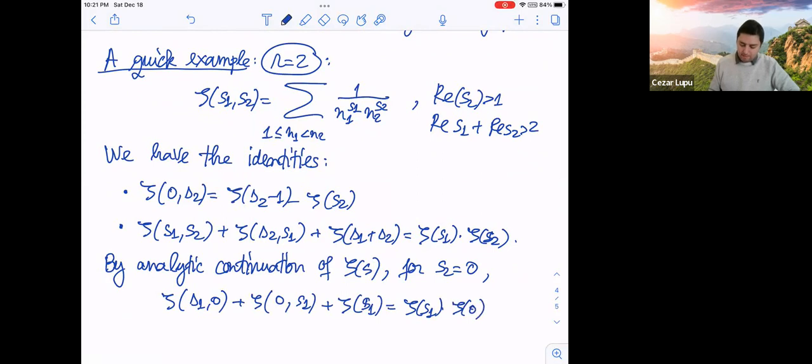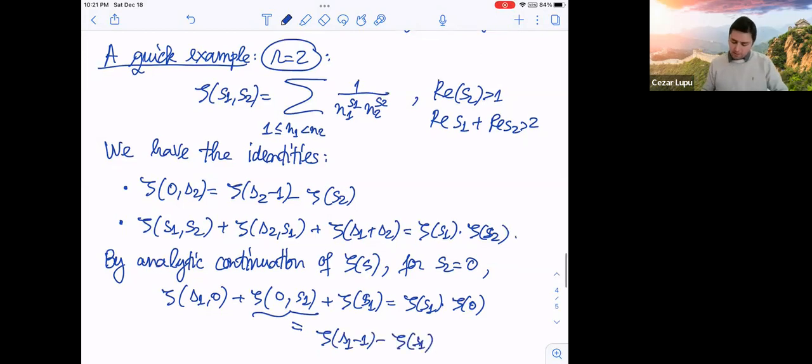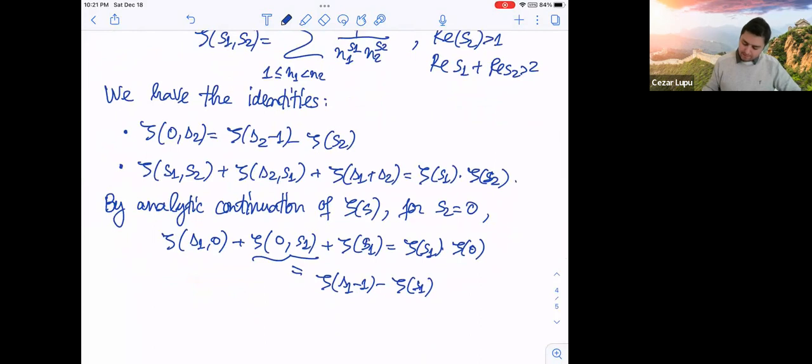All right, great. But now let's use the first identity for this one here. This is nothing else than zeta of s1 minus 1 minus zeta of s1. Great. This will give us the following. So we will get from here that double zeta of s1, 0 plus zeta of s1 minus 1 is the same as zeta of s1 times zeta of 0.